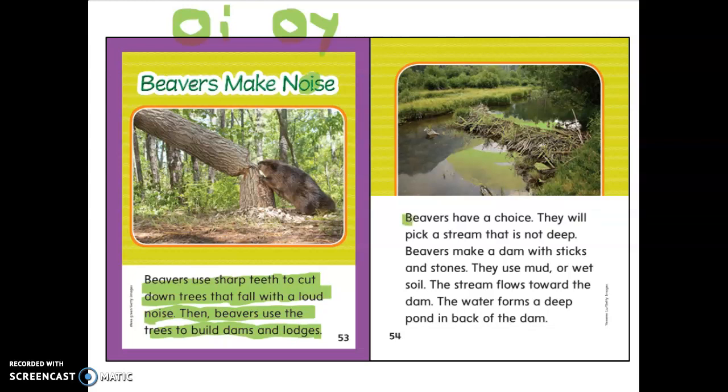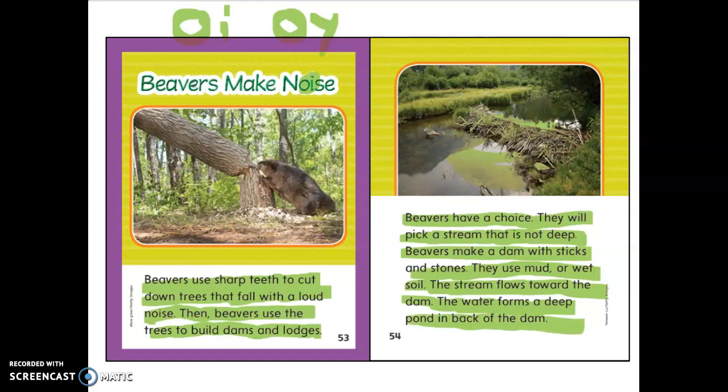Ready? Second page. Beavers have a choice. They will pick a stream that is not deep. Beavers make a dam with sticks and stones. They use mud or wet soil. The stream flows toward the dam. The water forms a deep pond in back of the dam.